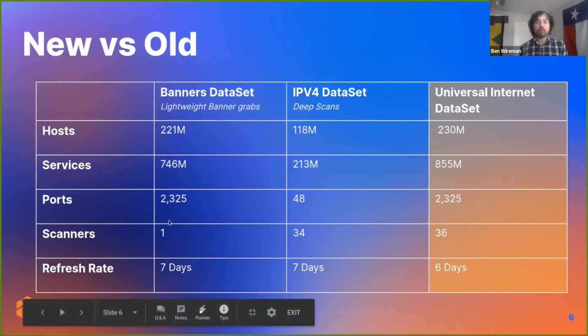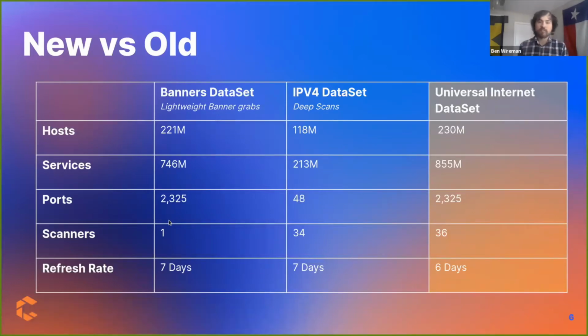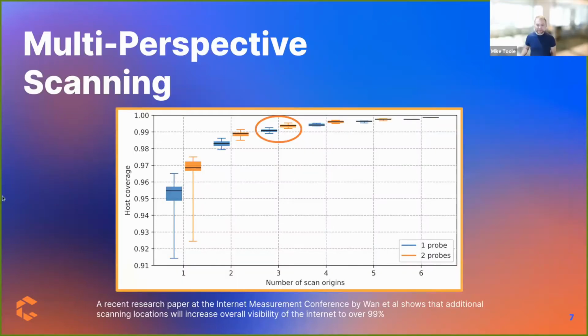As comparison to our 2 other IPv4 datasets, Banner's dataset and the IPv4 dataset, we see more services, more ports. We have more scanners. We refresh more quickly. We've improved drastically. Bigger and better numbers.